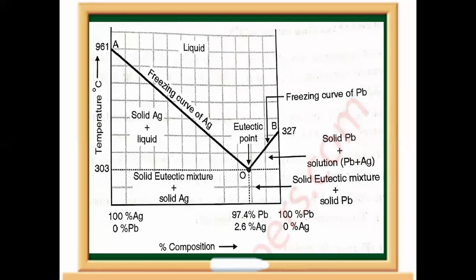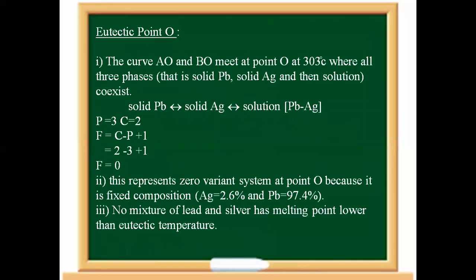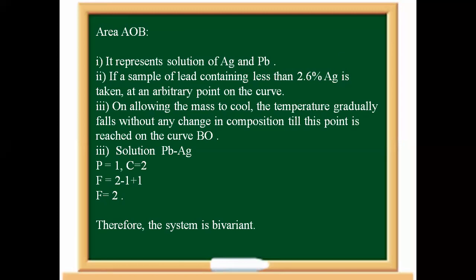Calculate करके बोलो mind में. One phase which is saturated solution of lead and silver, the number of phases is 1 and components are 2. What is the degree of freedom? 2. Yeah, exactly. 2. So 2 says that the system is bivariant, where we need both temperature and composition to describe the entire system.